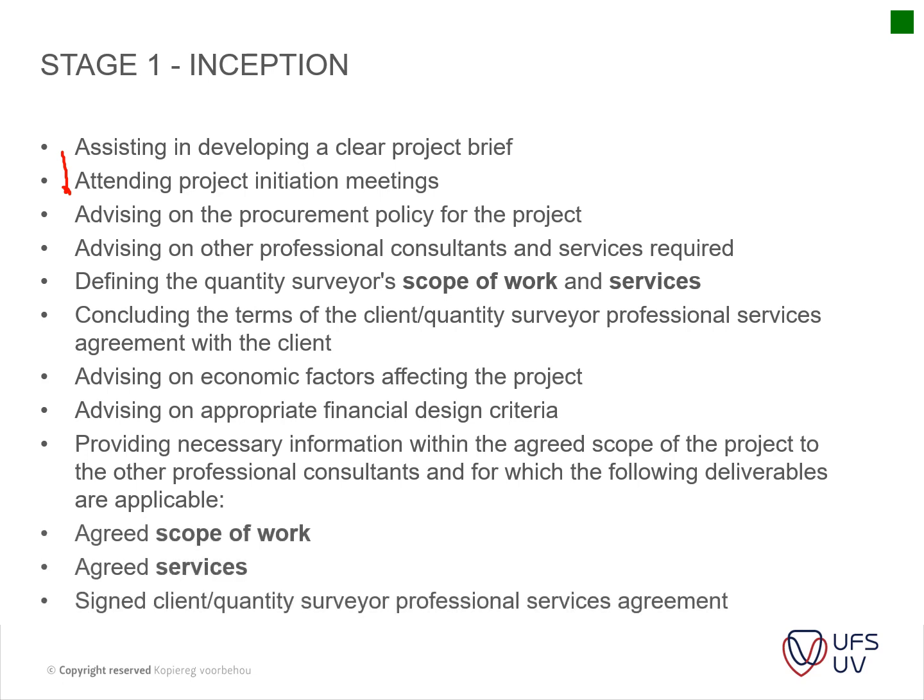So at the end, the scope is agreed after stage 1. The agreed services are decided, and the signed client QS service level agreement is signed. Look at again here, the scope of the services is defined. So he still advises on the economic factors, like if you want to do a certain type of development between a residential house and a commercial house, there are certain factors that have to be taken into account. The cost per square meter also has an influence, etc.